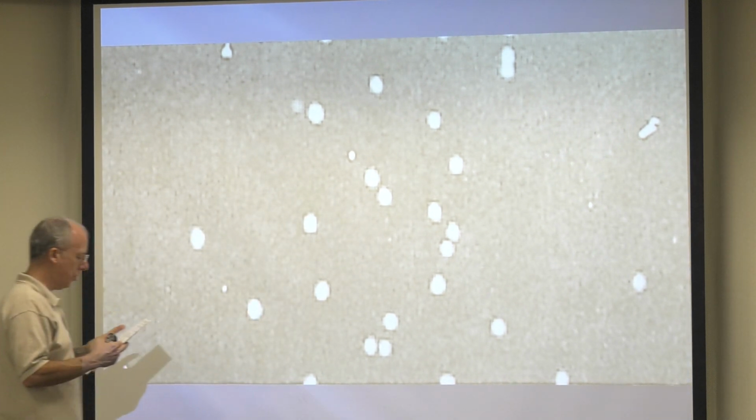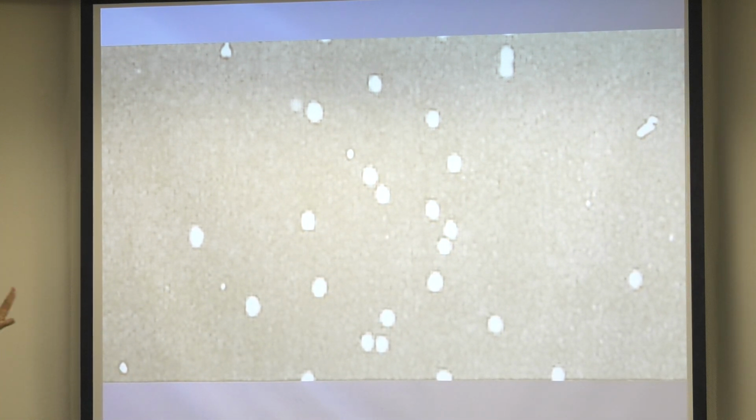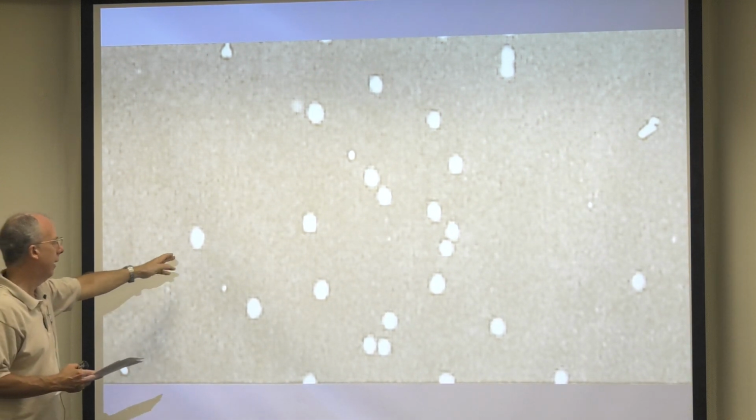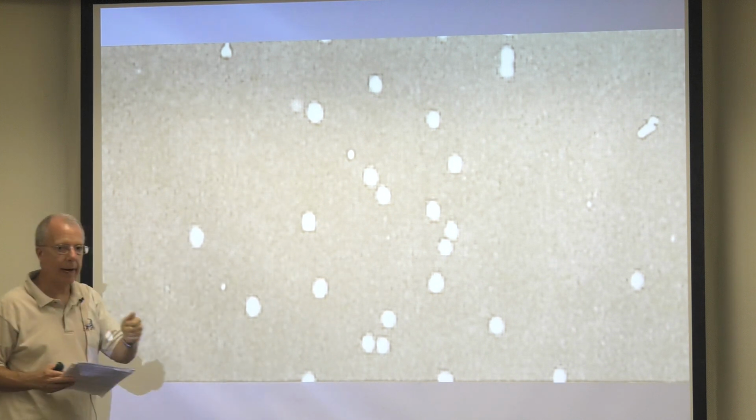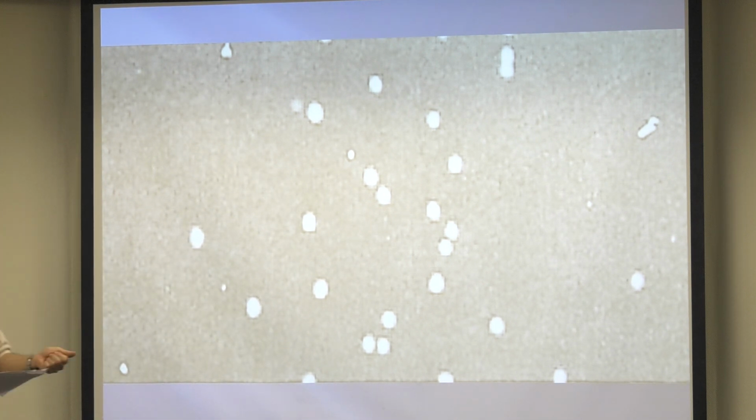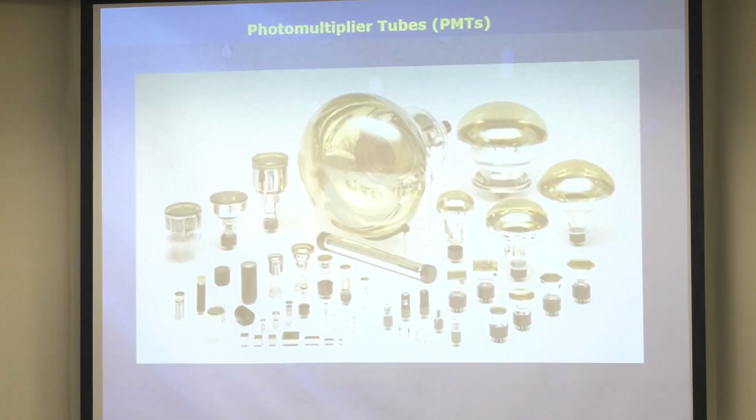You can see the specks of light. All right, so this is low intensity of light. Doesn't this imply that light comes in chunks? Yeah, it sure does. In the real world, there's something called a photomultiplier tube. Photomultiplier tubes, you can use them to detect single photons.